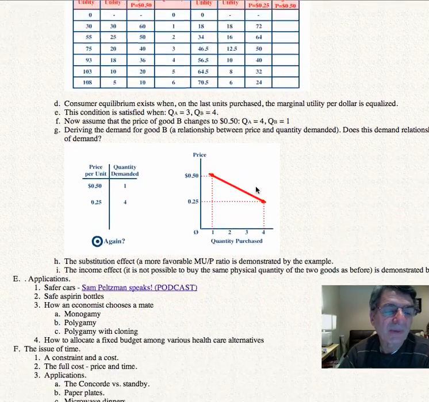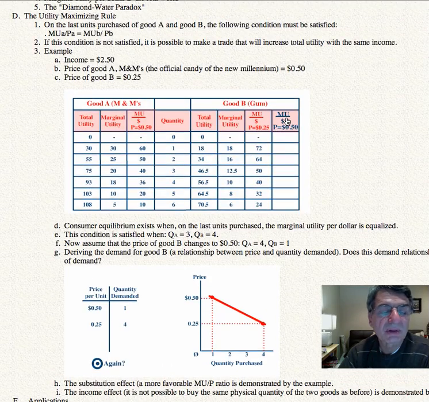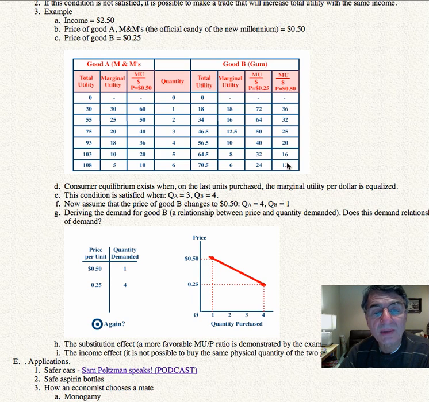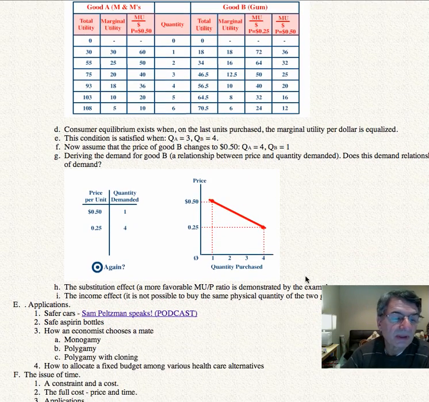So anyway, we can use utility to derive a demand curve, because if the price of gum changes from 25 cents to 50 cents, the marginal utility per dollar ratios change, and you will change the amount of gum you purchase with your $2.50 income here. So it turns out that when the price of gum is 50 cents, you only buy 1 pack of gum. When it's 25 cents, you buy 4. And look, it's a demand curve. It slopes downward. The relationship is negative.